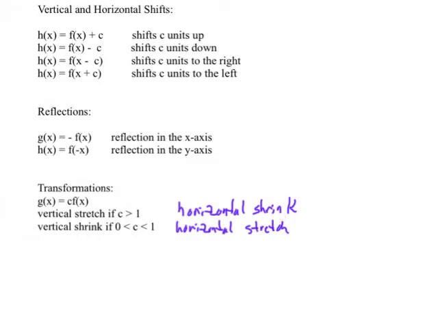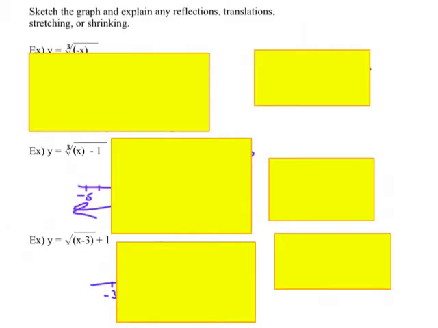And vertical shrink is the same as horizontally stretch. So whichever way you want to say that. So let's take a look at our first example. I have y equals the cube root of negative x. Now, what did we say here? I see a negative x. So what does that tell you automatically? Well, that means it's going to reflect it over the y-axis.